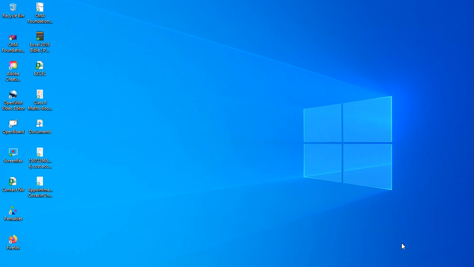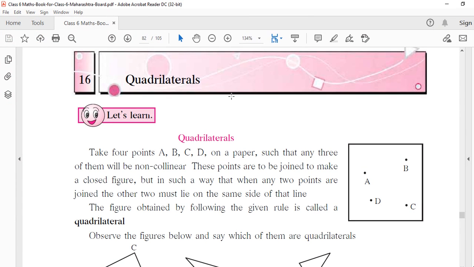Today we are going to start with the chapter quadrilaterals for class 6th students. Similar to triangles, as we have seen, triangles have three sides and three angles. In the case of a quadrilateral, we have four sides, four angles and four vertices. This is the only difference.